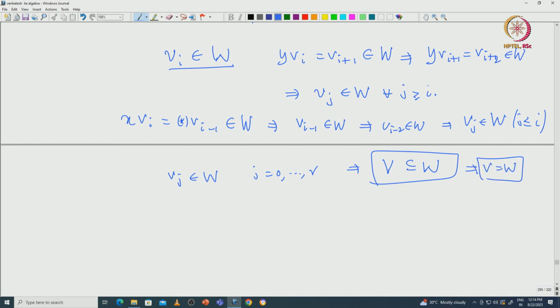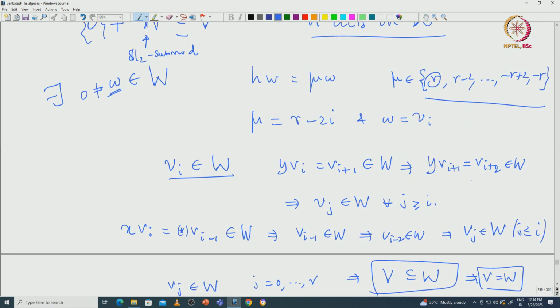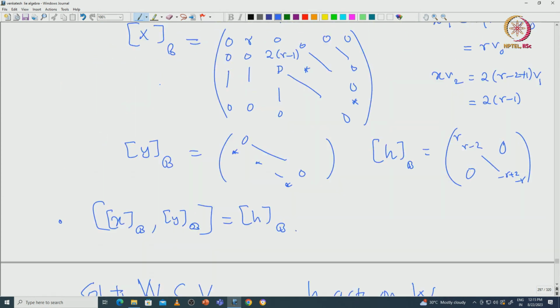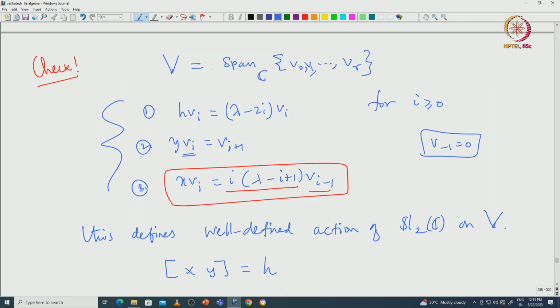So, by choosing this one eigenvector of H, we can see that by applying x and y repeatedly, we get all other eigenvectors. Okay. So, that way we recover this capital V entirely from one eigenvector. So, that makes this W equal to V. So, that proves that V must be irreducible if V actually satisfies these conditions. Okay.